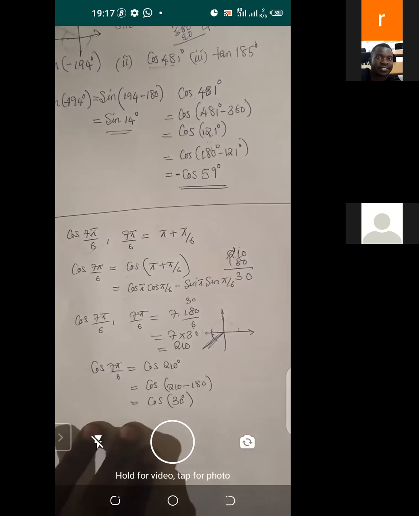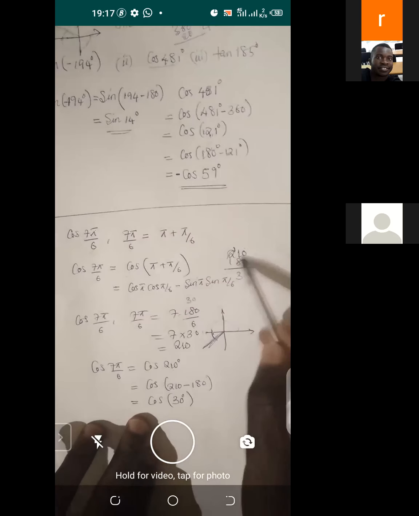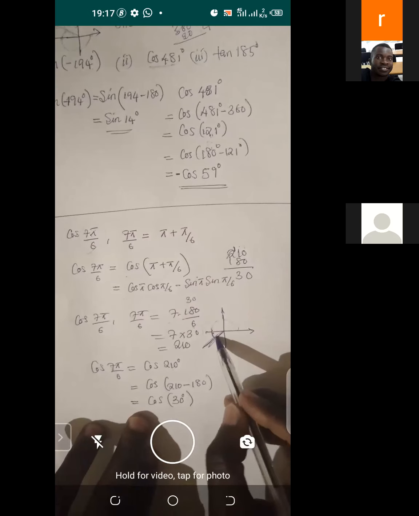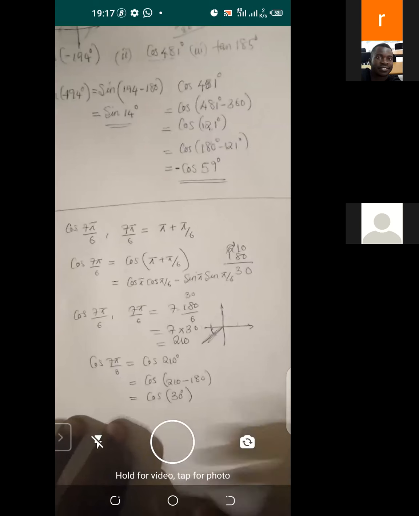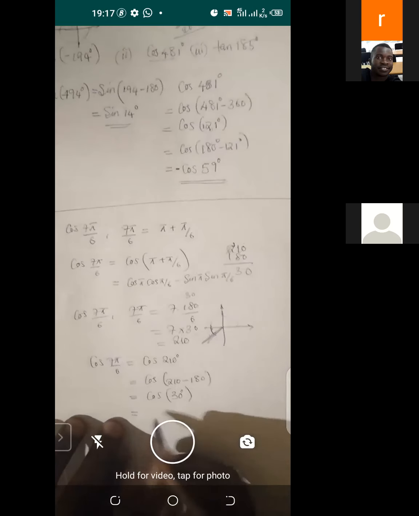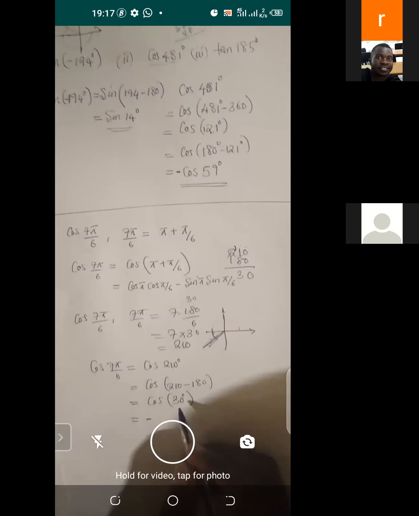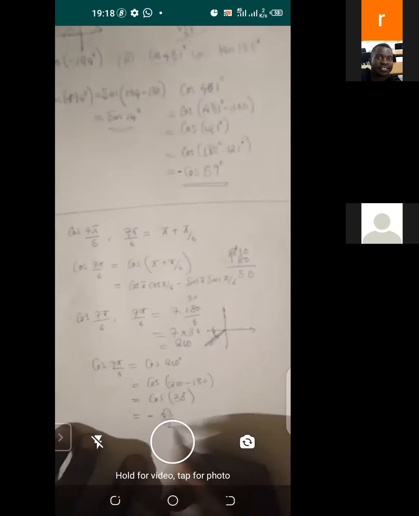But what is the sign of this one here? The sign of cosine in the third quadrant, All Students Take... So this one is negative. This is equal to negative cos 30 degrees. What is cos 30 degrees? You get root 3 over 2. And there you have your answer.